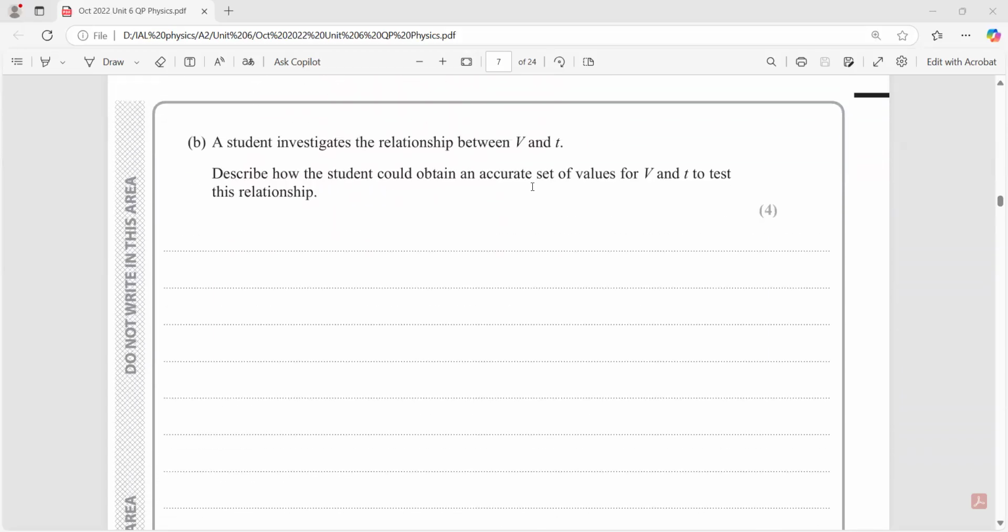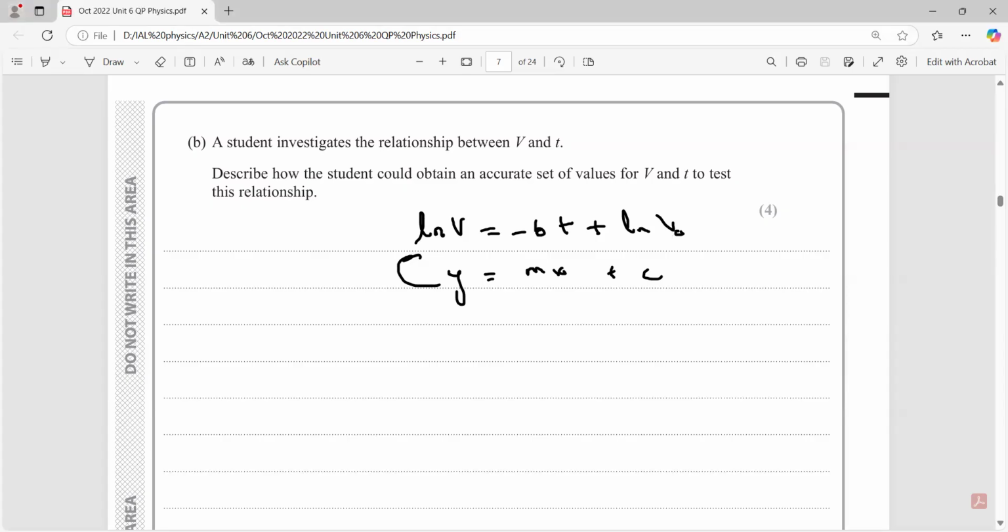A student investigates the relation between V and T. Describe how the student could obtain an accurate set of values of V and T to test this relation. So we already know we want to plot a graph between ln V and T, using the equation y equals mx plus c. So first, what is V naught? V naught is the maximum value, the maximum volume.